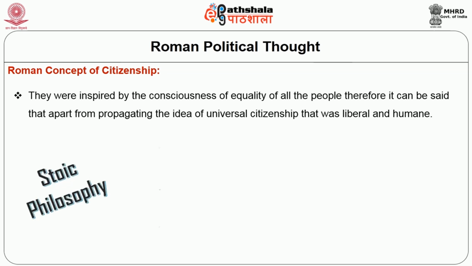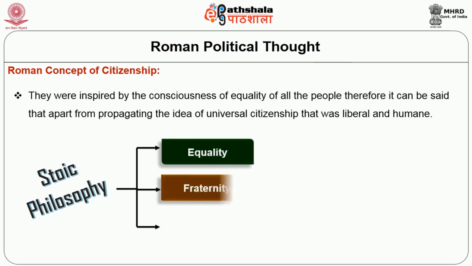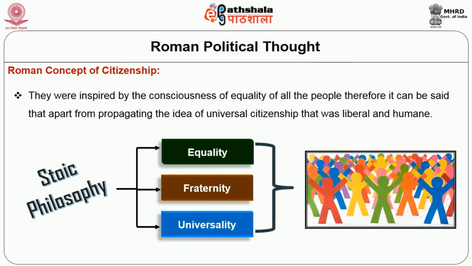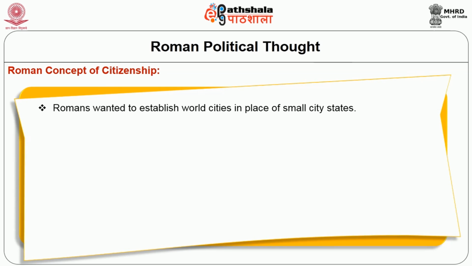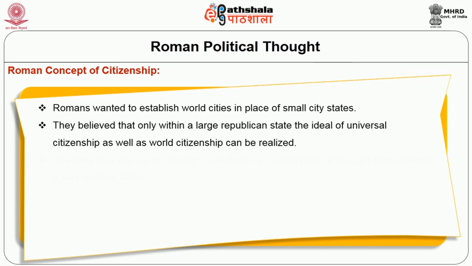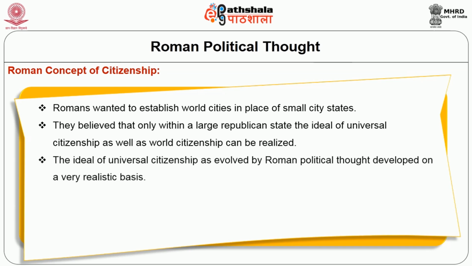The Stoic philosophy also propagated the ideals of equality, fraternity, and universality among the people, and the ideal of universalism inspired and influenced Roman political thinkers like Cicero, Polybius, etc. Romans wanted to establish world cities in place of small city-states. They believed that only within a large republican state could the ideal of universal citizenship as well as world citizenship be realized. The ideal of universal citizenship as evolved by Roman political thought was developed on a very realistic basis.